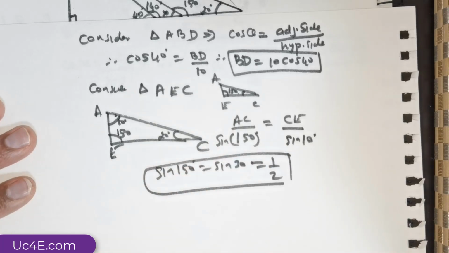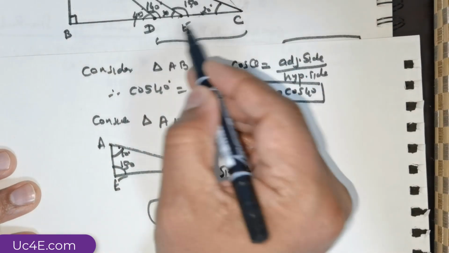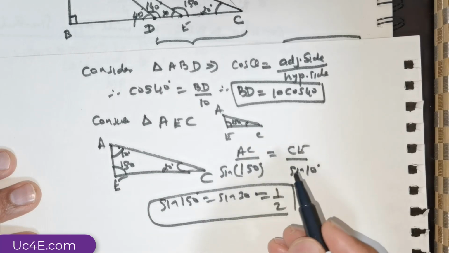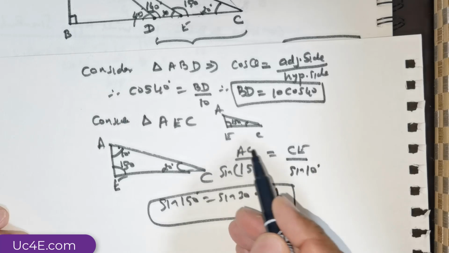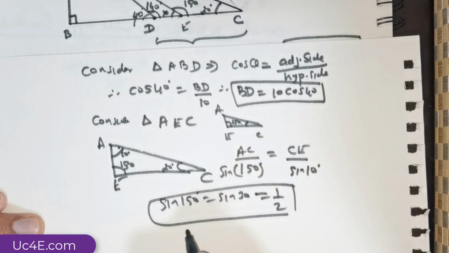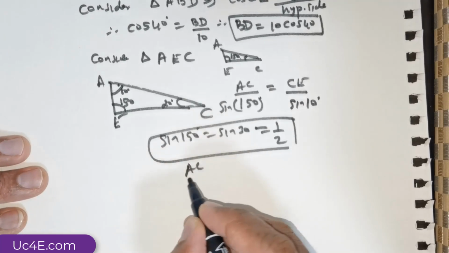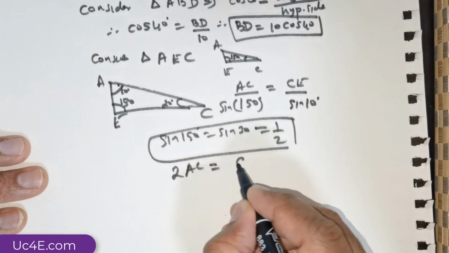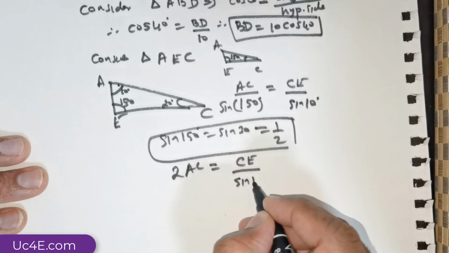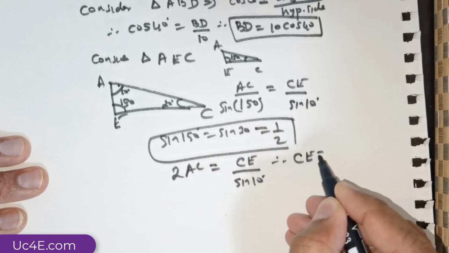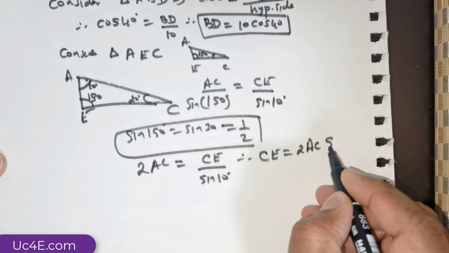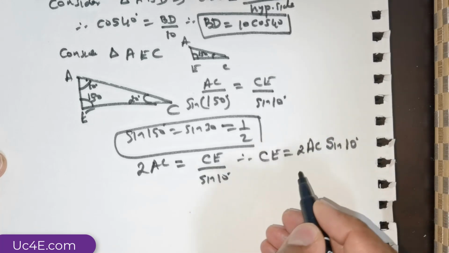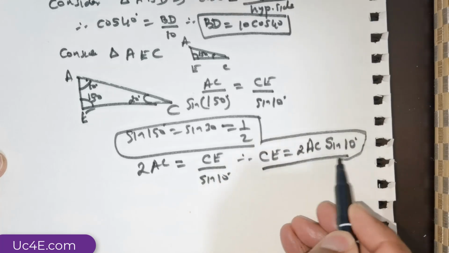And we need to get the value for AC. CE is also obtainable. We can get the value for CE once we get the value for AC. So let me write this in this fashion. This is going to be AC divided by 1/2, which is 2 times AC, is equal to CE divided by sine 10. So therefore my CE is equal to 2 times AC times sine 10 degrees. So this is my CE.